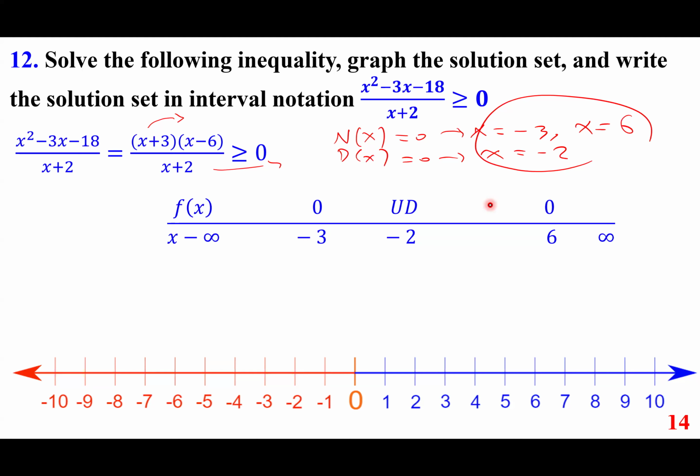So you pick up this number line, and we are going to go with the following technique. TP, short for test points. So you pick a number here, for example, negative 4. Here, negative 2.5. Here, let's say 0. And here, let's say 7.